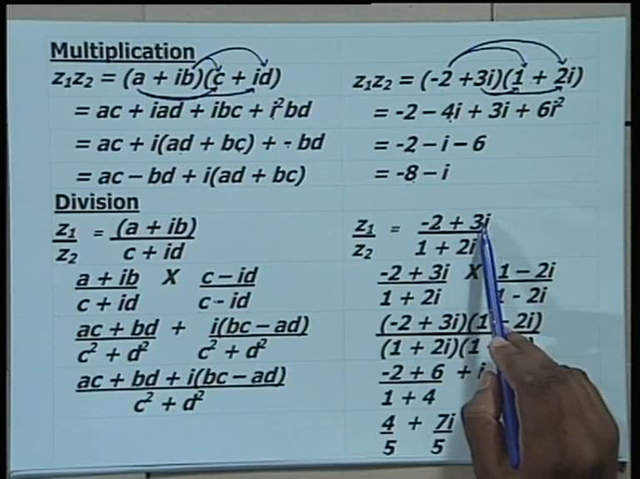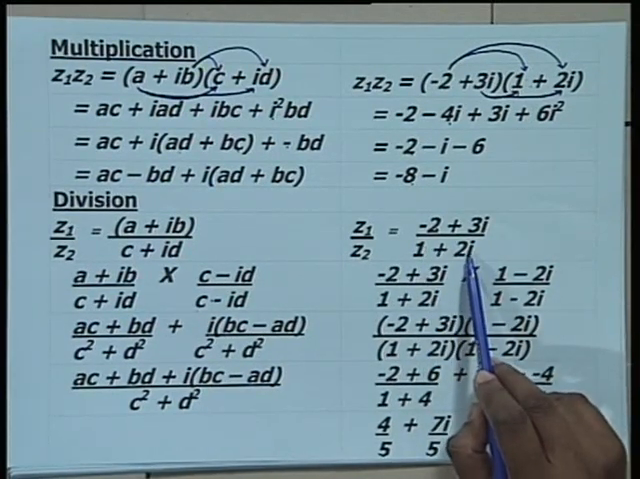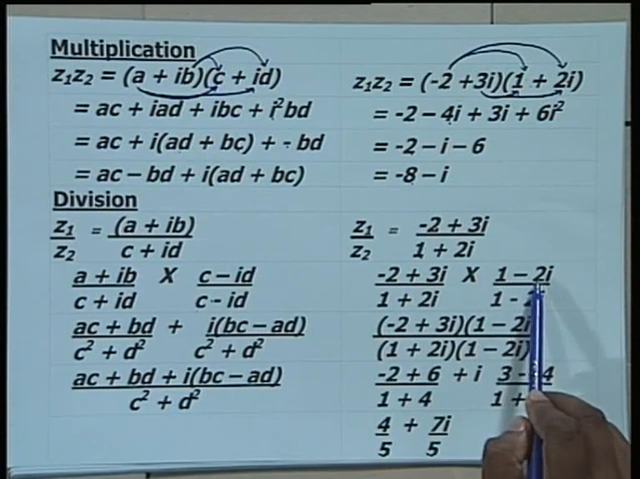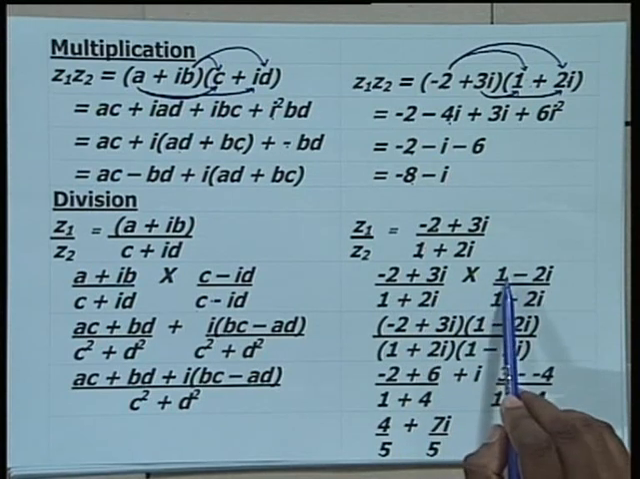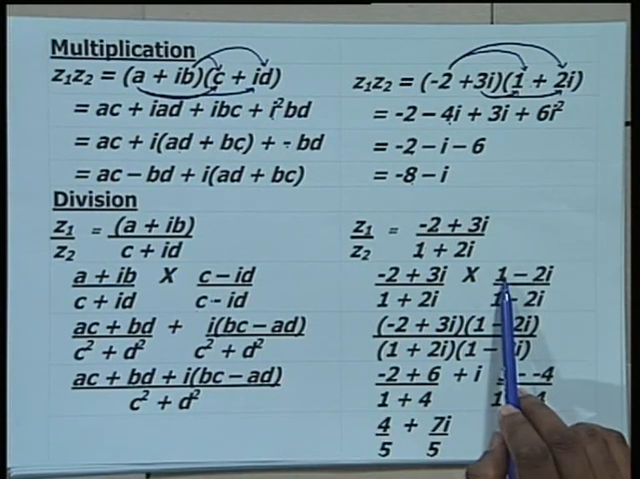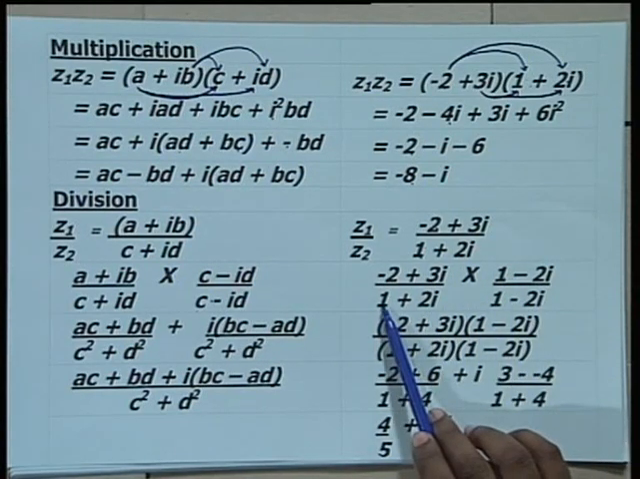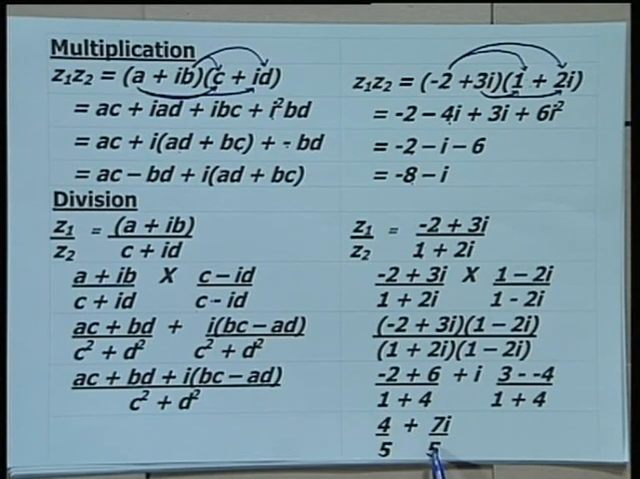Divide minus 2 plus 3i by 1 plus 2i. To divide, the first step is to find the conjugate of the denominator. The conjugate of 1 plus 2i is 1 minus 2i. We are going to multiply the numerator and the denominator by the conjugate of the denominator. Multiplying minus 2 plus 3i by 1 minus 2i, and 1 plus 2i by 1 minus 2i, we obtain the following: 4 over 5 plus 7 over 5 i.